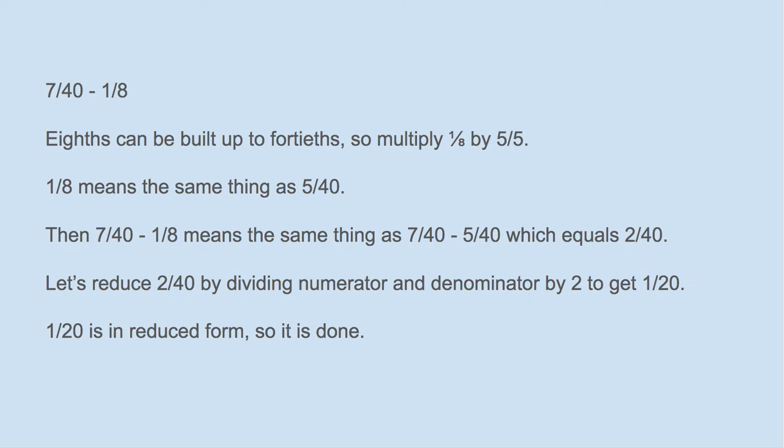7/40 minus 1/8. Eighths can be built up to 40ths, so multiply 1/8 by 5/5. 1/8 means the same thing as 5/40. Then 7/40 minus 1/8 means the same thing as 7/40 minus 5/40, and that equals 2/40. Let's reduce 2/40 by dividing numerator and denominator by 2 to get 1/20. 1/20th is now in reduced form, so it is done.